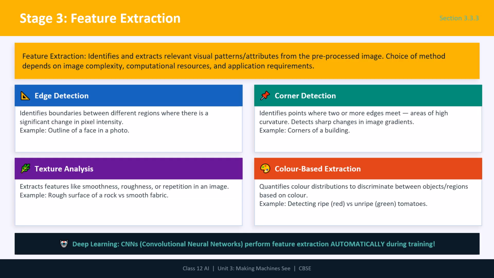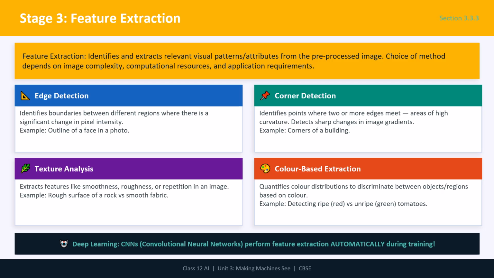Now we get to one of the favorite stages, feature extraction. This is where the magic really starts. Think about it. When you look at a photograph, your brain immediately notices the outline of a face, the texture of a fabric, the color of a fruit. You don't consciously think about it. It happens automatically. Feature extraction is the computer's version of exactly that process. We have four key techniques.